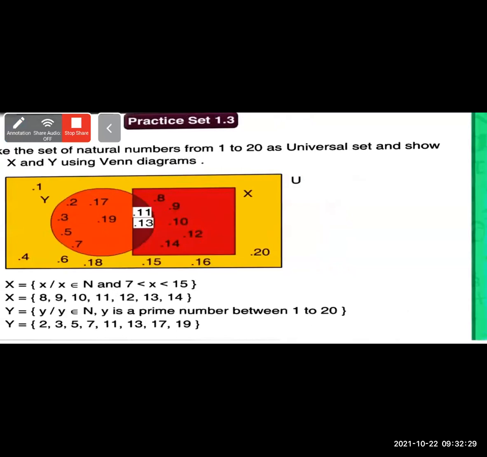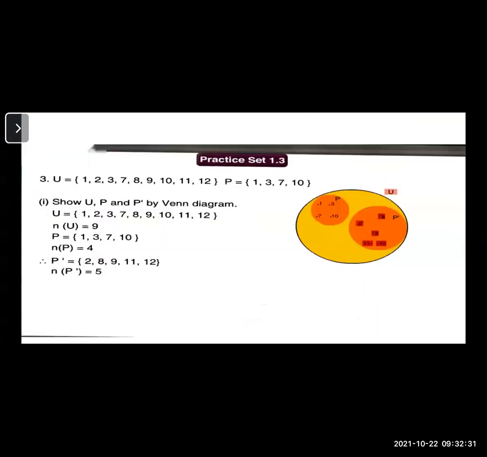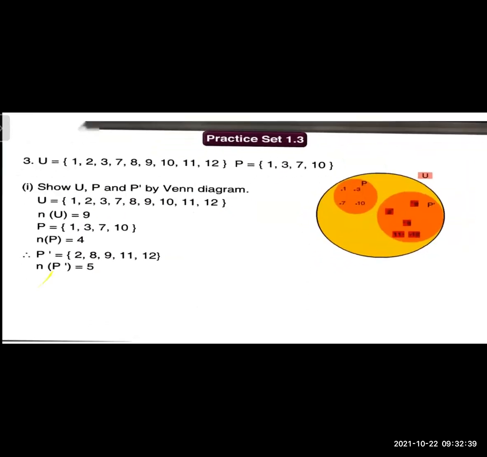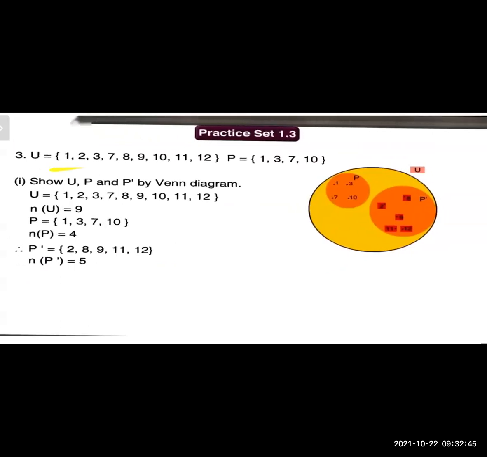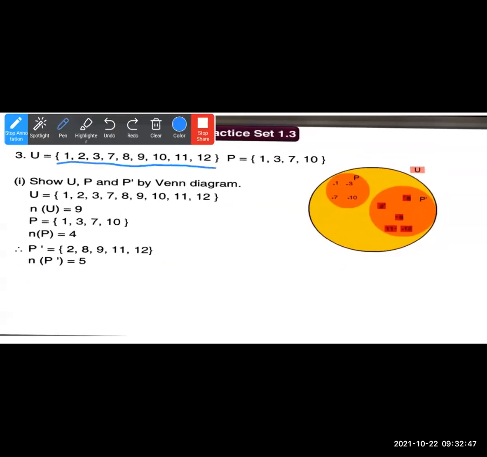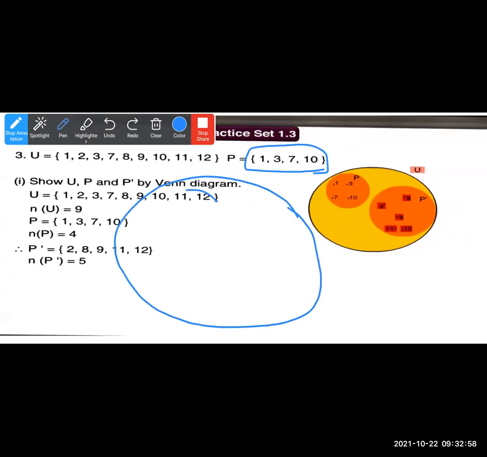Now let's see the third question. In the third question also you have to show a Venn diagram, and you have to prove one thing. Let's see. U is equal to 1, 2, 3, 7, 8, 9, 10, 11, 12. And set P is 1, 3, 7, 10. You have to write 1, 3, 7, 10 in the universal set. This is your set P. It is represented like this. You can represent it the same way.